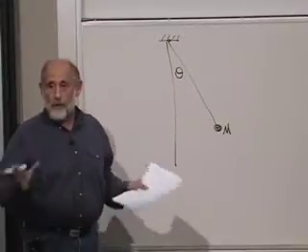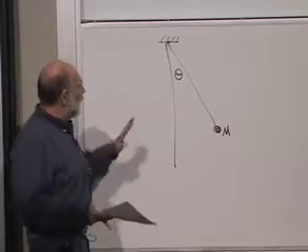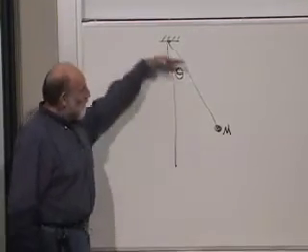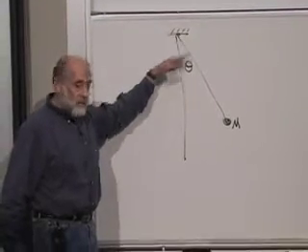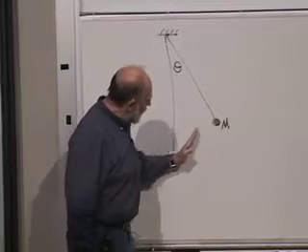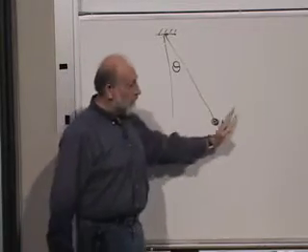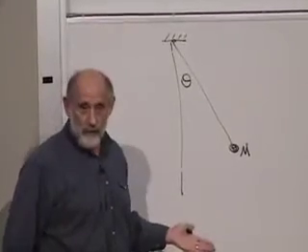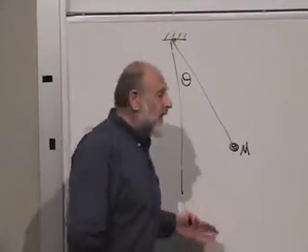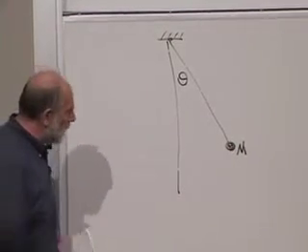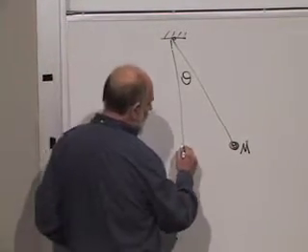All right. There are two things in the Lagrangian, potential energy and kinetic energy. Potential energy is proportional to the height above some particular point. And of course, the height will depend on the angle. As the pendulum swings, the height will change, and as the height changes, the potential energy changes. And then there's kinetic energy, which is just related to the velocity of the pendulum bob.